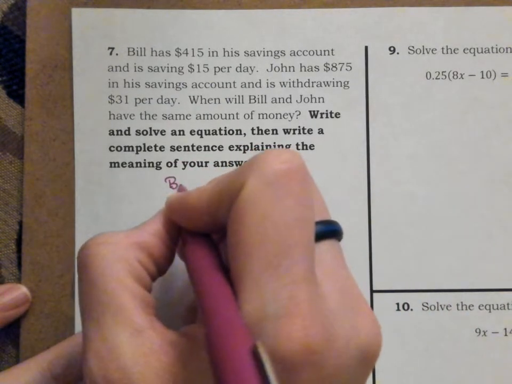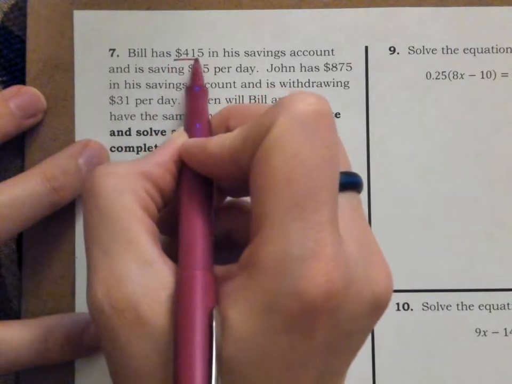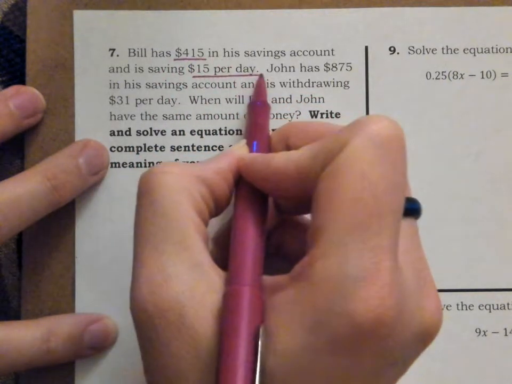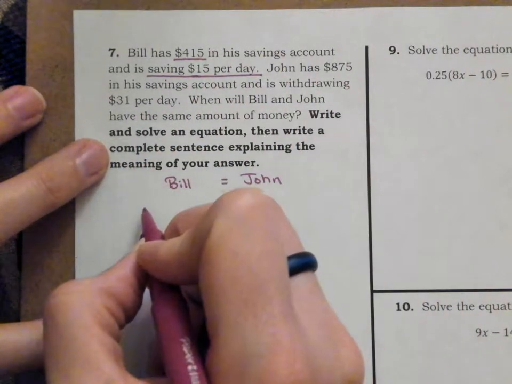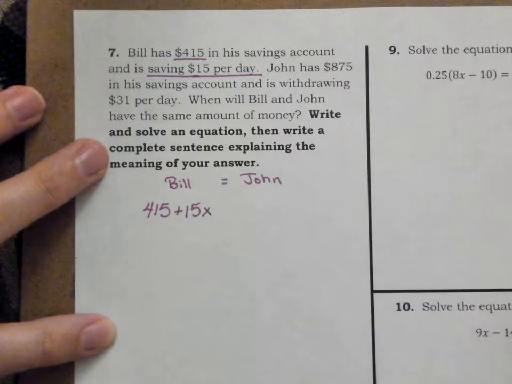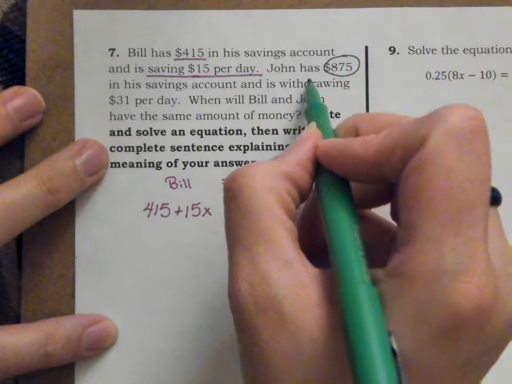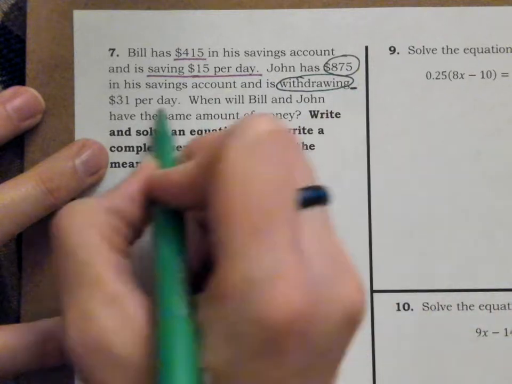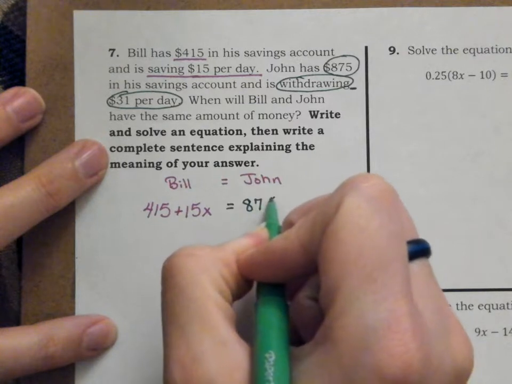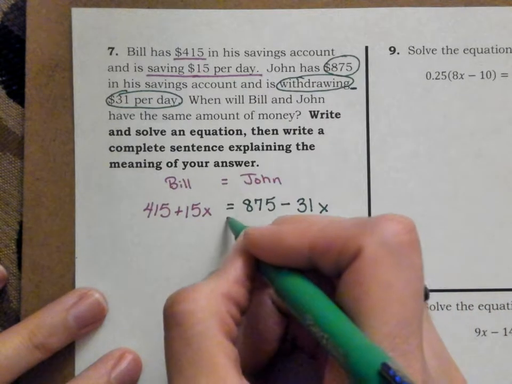So we want to know, when will Bill equal John? I'm going to underline Bill. He has $415 already, and then he is saving $15 per day, so it would look like this: 415 plus 15x. And then John has $875, and he is withdrawing, so we're taking away $31 per day. So his would look like this: 875 minus 31x. And now we're just going to solve it.